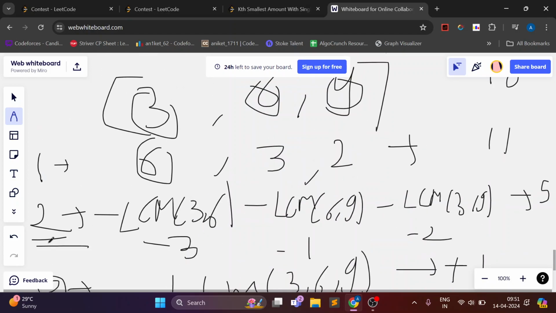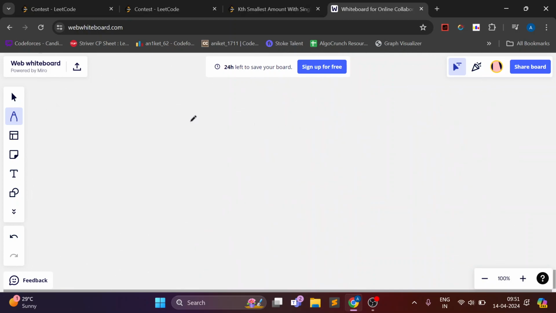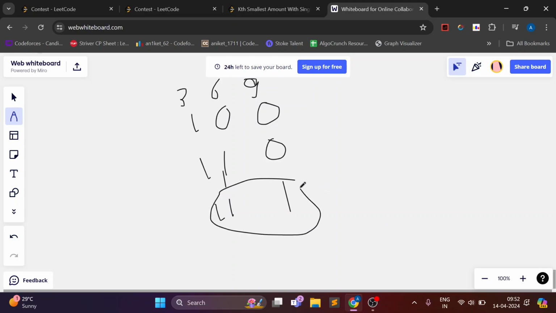So we can represent these types of choices with bit masking. If I have to choose only one, I will represent it as 1 0 0, so I choose 3, do not choose 6, and do not choose 9. Similarly, if I have to choose 3 and 6, I can represent this by 1 1 0, so I choose 3, I choose 6, but not 9. And if I choose all of them, I can represent it by 1 1 1. So the maximum value here comes out to be 2 raised to the power 3 minus 1. I think it is 7.